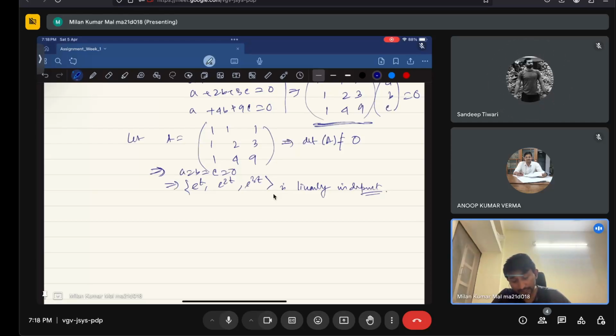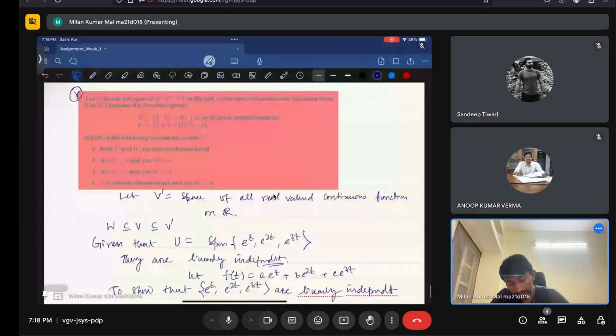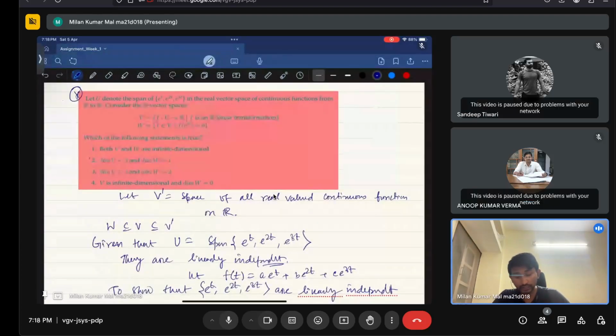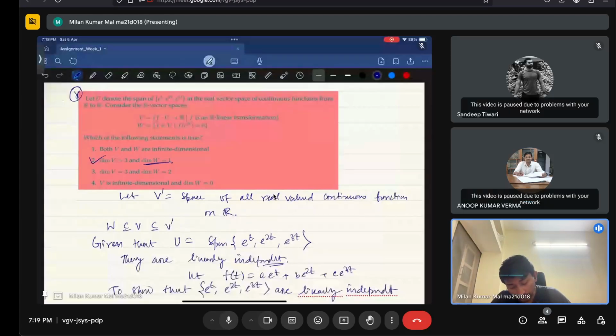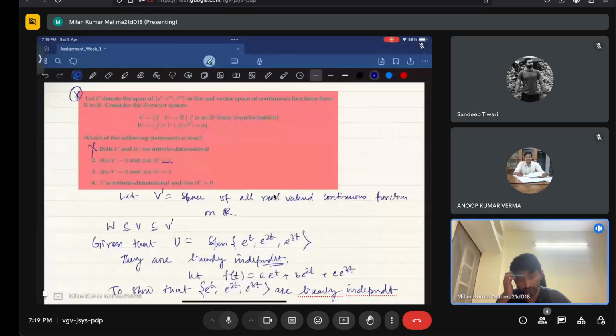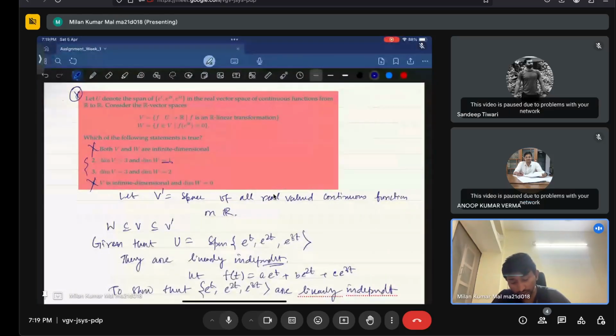So that says that the vector space V is of dimension 3, and so that says that W is of dimension 2, I think this is false, sorry, dimension 3. Both V and W are finite dimensional, this is false. V is infinite dimensional, that is also false. So obviously these two are out, obviously the last option will be correct. So let's just quickly check.